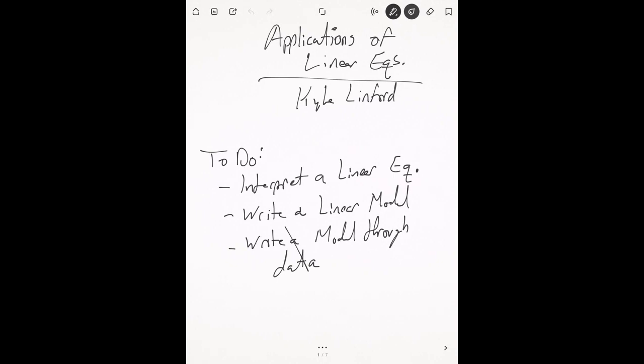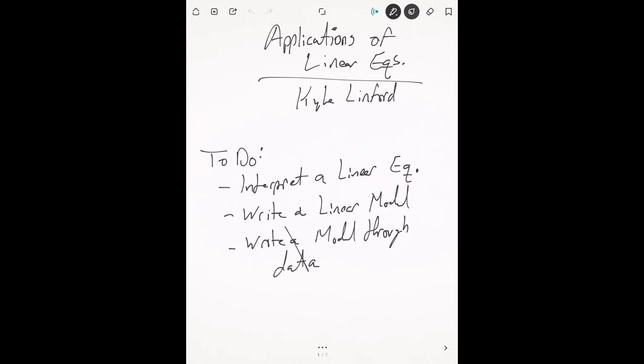In today's presentation, we're going to be talking about the application of linear equations in two variables. In particular, we're going to look at application problems that require us to interpret linear equations, actually come up with and write linear models, or in particular linear equations, for a described situation, as well as write linear equations and linear models for different data that we are given.